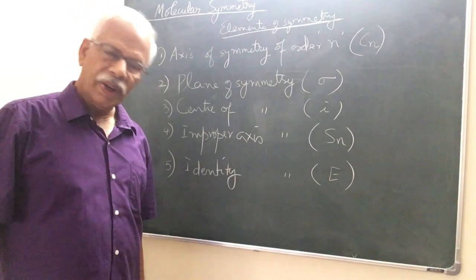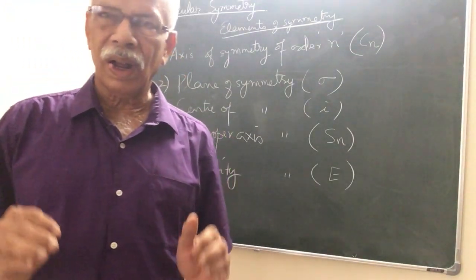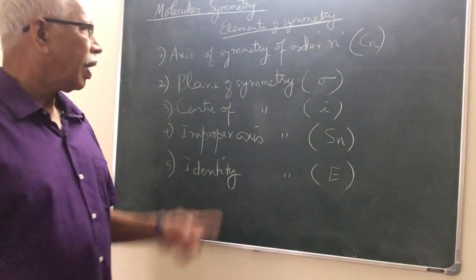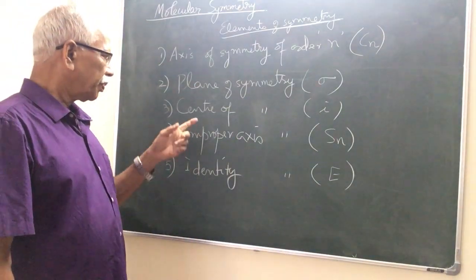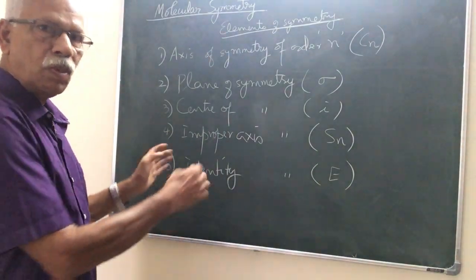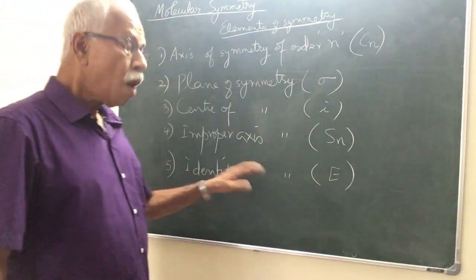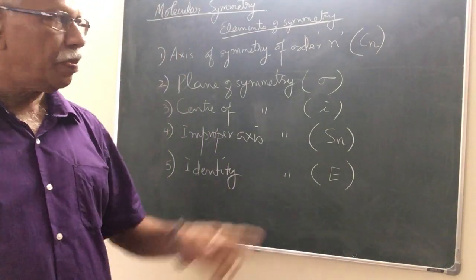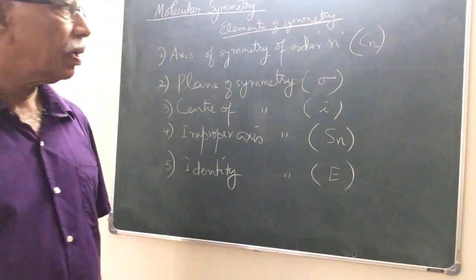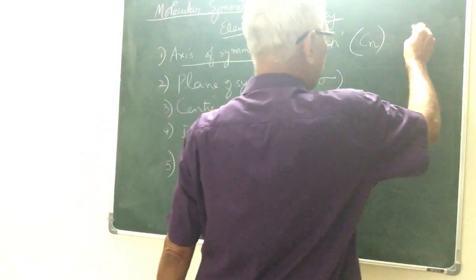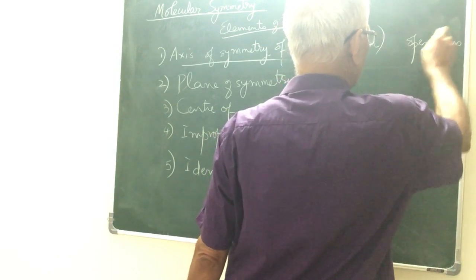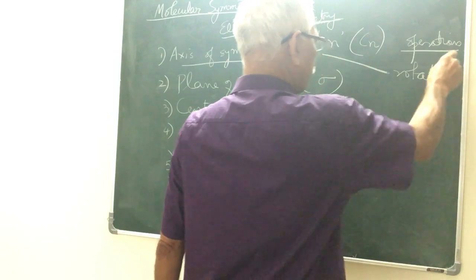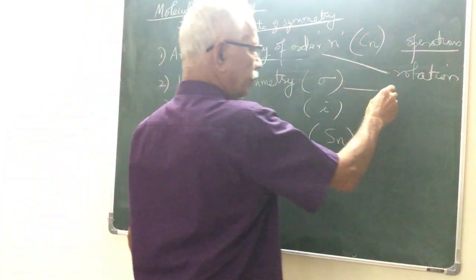As these names indicate, elements of symmetry are geometric entities, real or imaginary, pertaining to the molecule, like an axis or a line, a plane or a central point, again an axis, or the whole molecule itself, about which we carry out some movements. These movements are called symmetry operations. So let me list as a second column the operations. Corresponding to axis, the operation is rotation. Corresponding to plane, it is reflection.